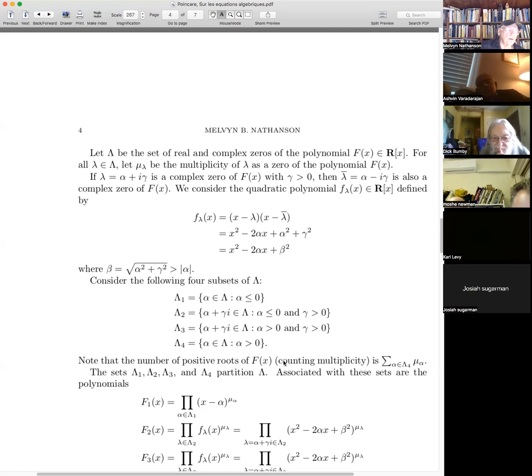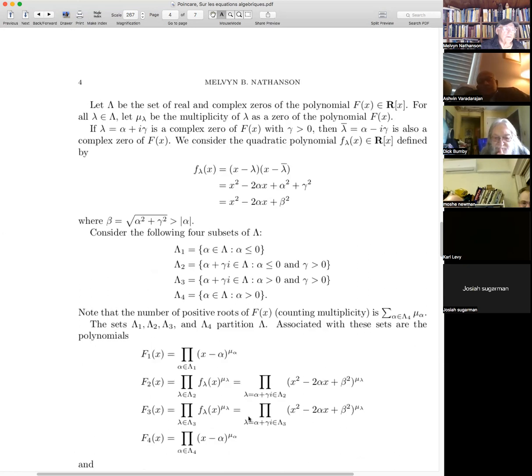So you haven't partitioned the set of roots. You left out all the ones in the lower half plane. Sorry, conjugates. Yes, thank you. So they're the conjugates of. Right. So it's not true that lambda 1, lambda 2, lambda 3, and lambda 4 partition lambda. Thank you. It's basically exactly what I wrote here.